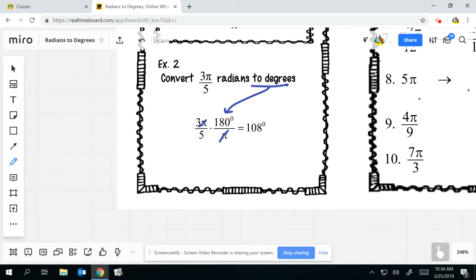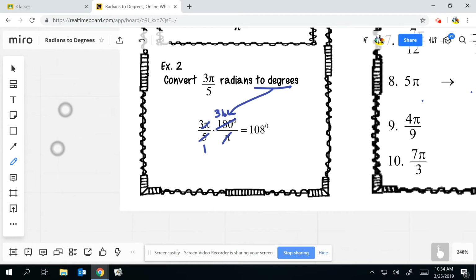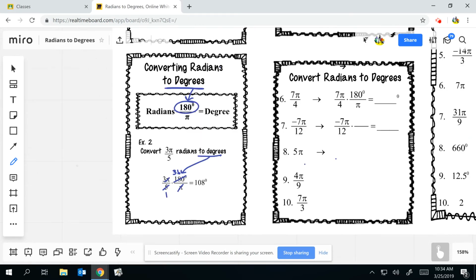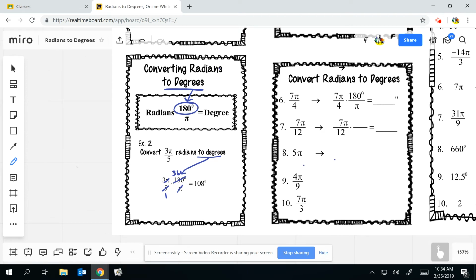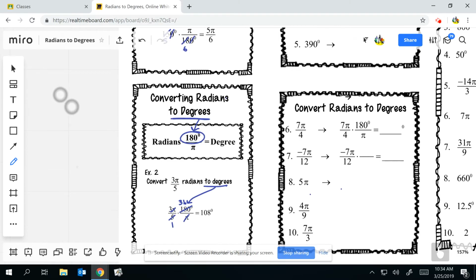And then 5 can actually go into 180 36 times. So when you multiply 3 times 36, that's how you get the 108. So you're either going to be multiplying by pi over 180 or by 180 over pi to convert from radians to degrees or degrees to radians, because that's what the conversion is.